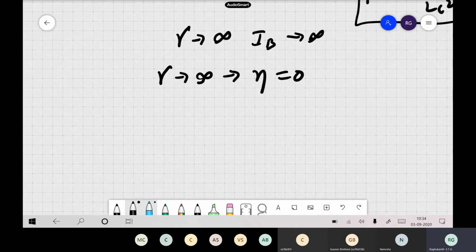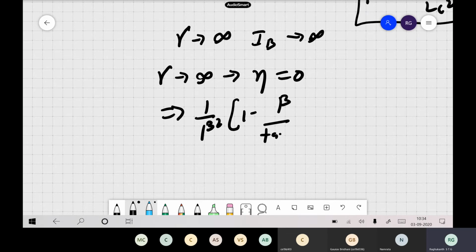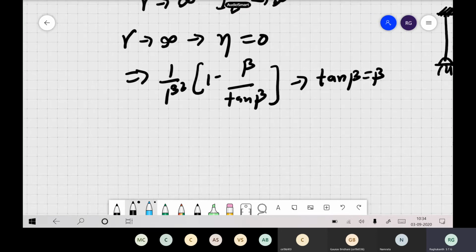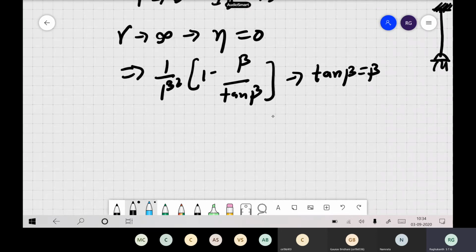So when eta tends to 0, we have 1 by beta square times (1 minus beta by tan beta), which also automatically turns out to be tan beta equal to beta. Your root, beta square, will be 20.2, and finally you will get the same buckling load, which is the same as one end simply supported, other end fixed.